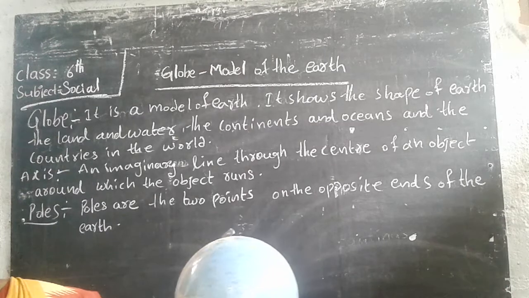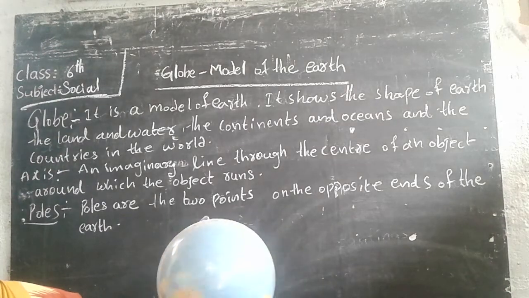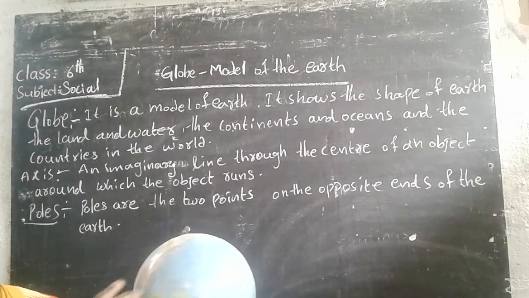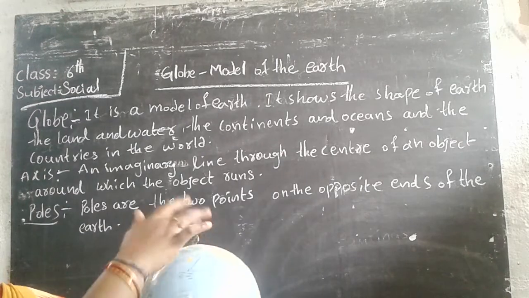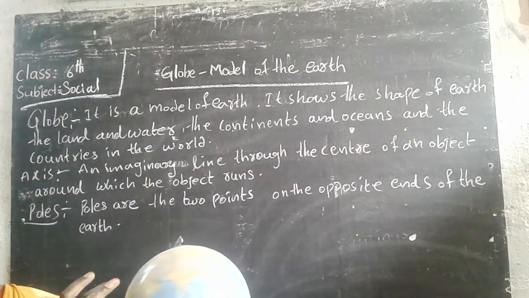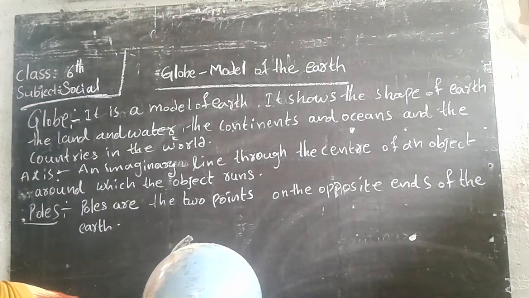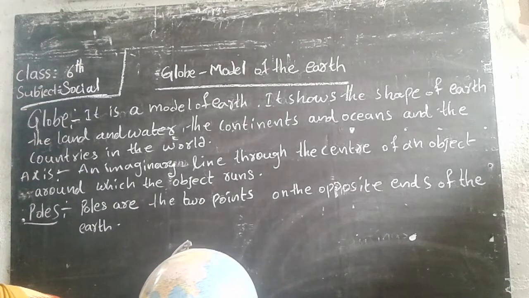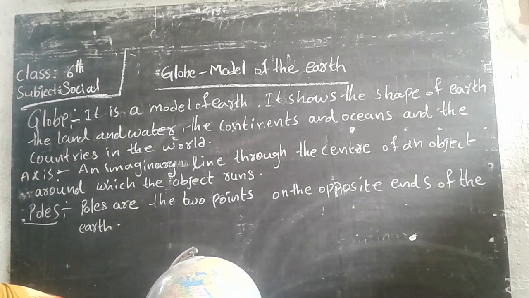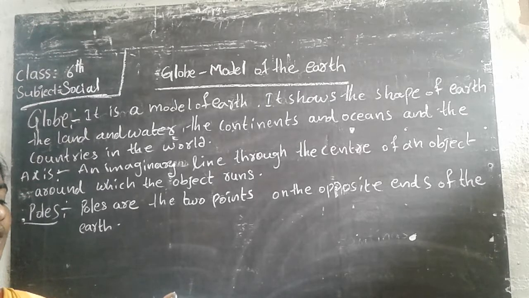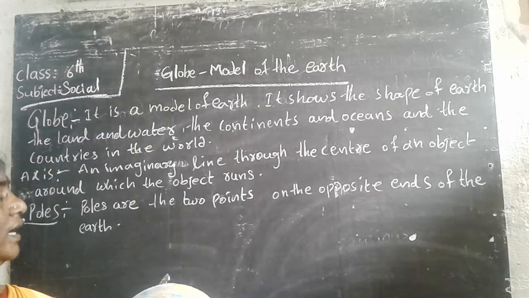See, I am showing you, it moves on its axis. See, it is moving on its axis. These are the poles, the north and south poles. The Earth moves around it, and it shows so many countries, continents, oceans. See, the blue color indicates the water. Different colors indicate the continents, and it shows us the shape of the Earth.